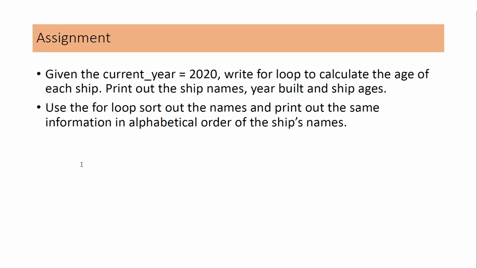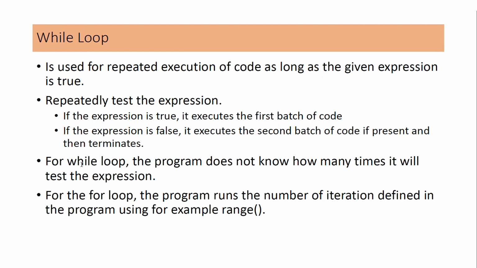Assignment. Given the current year 2020, write some loops to calculate the age of each ship and print out the name and the year built. Then sort the names and print out the same information in alphabetical order of the ships. So this is one way that we can write it. Later we can share this.